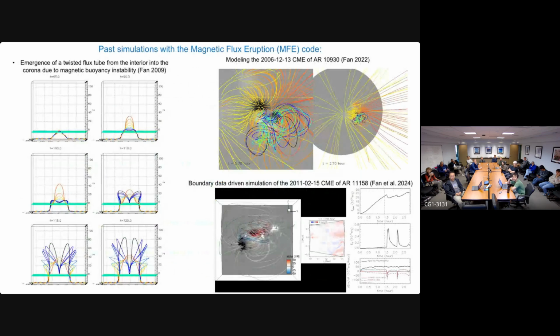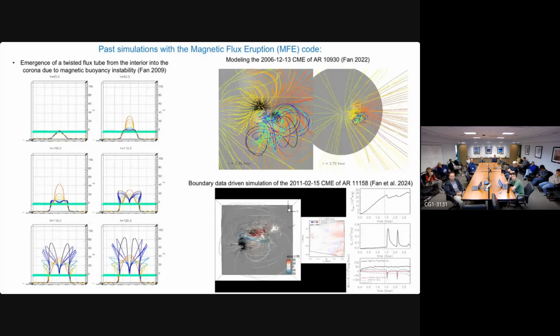I'll introduce the numerical MHD model we're using, the so-called magnetic flux eruption, MFE, code. That's been used for quite a long time. And here we show several. Okay, I don't know why the movie is a little bit not clear, but okay. Hopefully it's clear online.